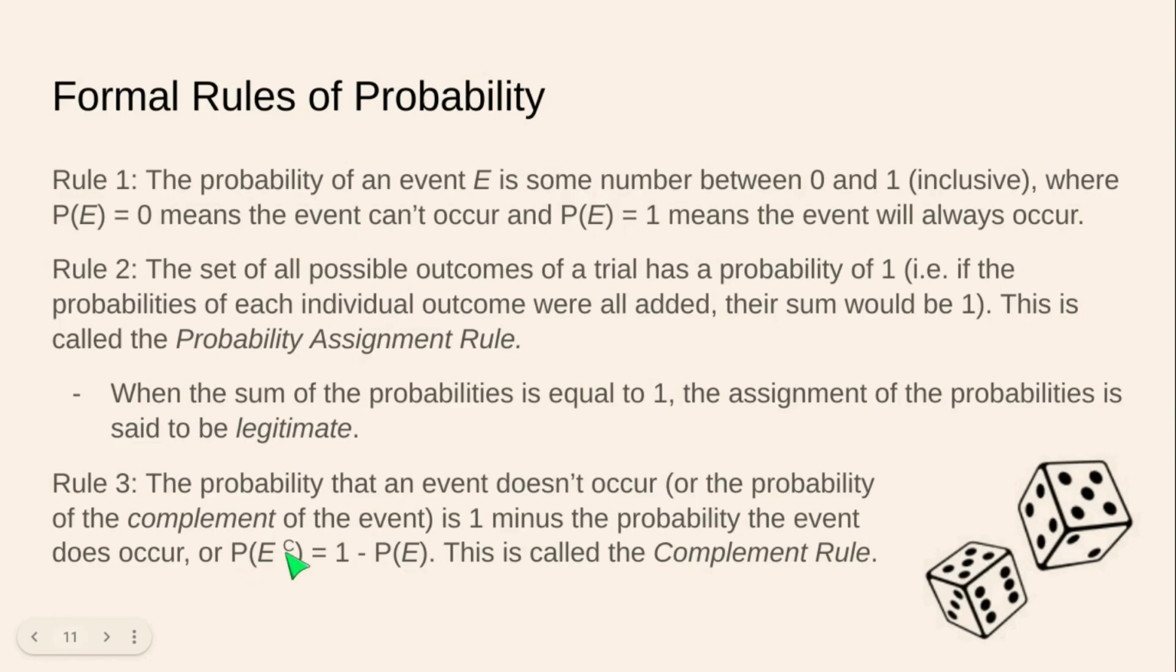So the probability of the complement of the event, we could understand that as the opposite of the event, is 1 minus the probability of the event. In other words, the probability that an event doesn't happen is 1 minus the probability that the event does happen. And this is referred to as the complement rule. So for example, the probability of not rolling a 6 is 1 minus the probability that you do roll a 6. And just to be clear, 1 is the same as 100%.